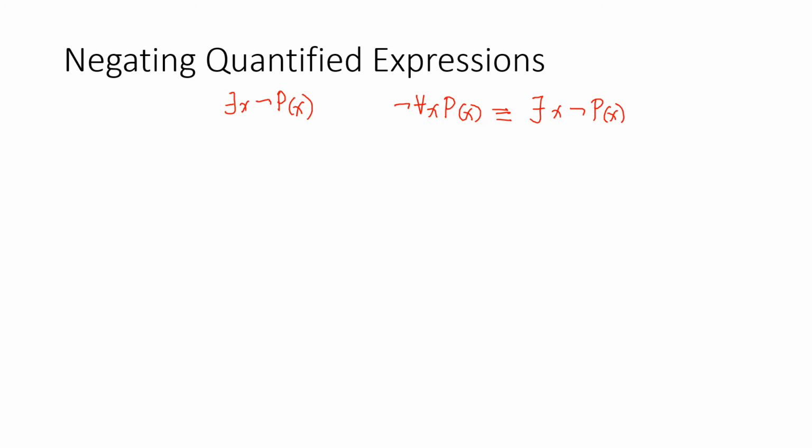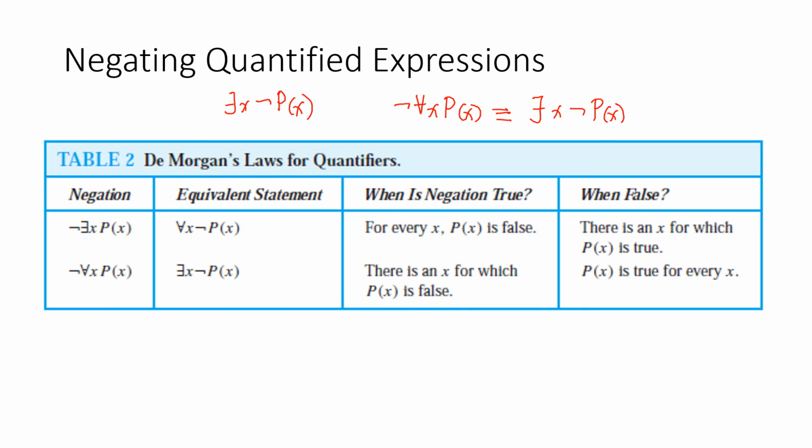So we have this table. We call this De Morgan's law for quantifiers. The negation of there exists x p of x has the equivalent statement for all x negation of p of x. The negation is true when, for every x, p of x is false. When false, there is an x for which p of x is true. Another one: the negation of for all x p of x is equivalent to there exists x negation of p of x. It is true when there is an x for which p of x is false. When false, p of x is true for every x.